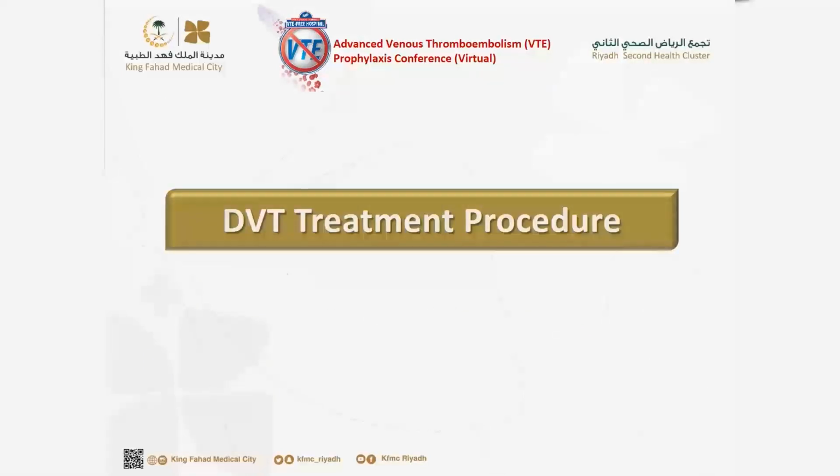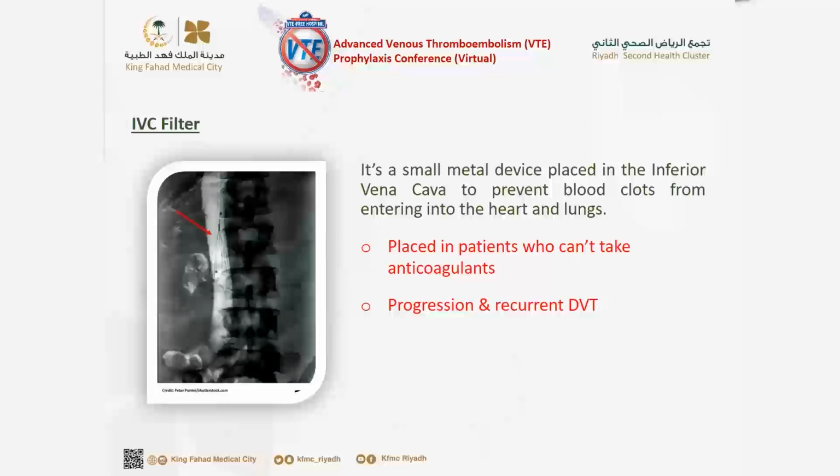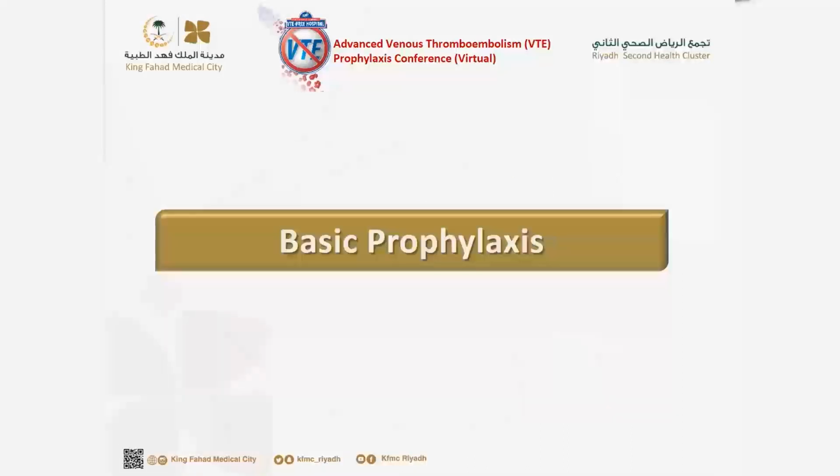Nurses, keep in mind that if a patient cannot take anticoagulants and there is progression or recurrent DVT, and here a lot of the ICU nurses will know about this, there is the IVC filter, which is a small metal device that is placed in the inferior vena cava. This is to prevent blood clots from entering into the heart and lungs. So you need to have the background knowledge. And then we move on to basic prophylaxis.